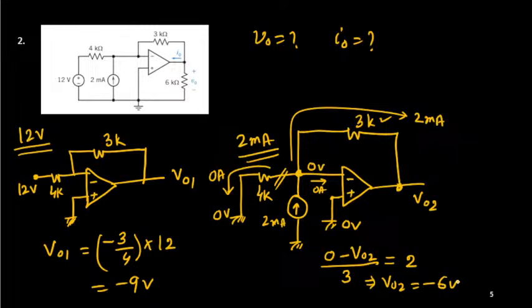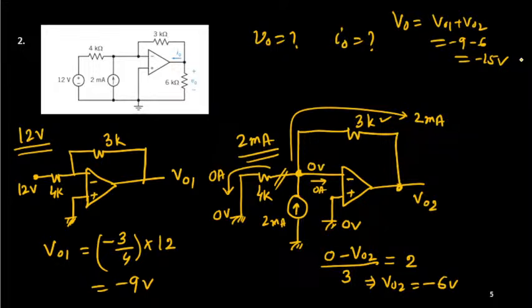Okay, so what is your V0? You can see that V0 is very easy to find out. It is V01 plus V02. So this is a minus 9, this is a minus 6, it is minus 15 volt. This is absolutely correct.